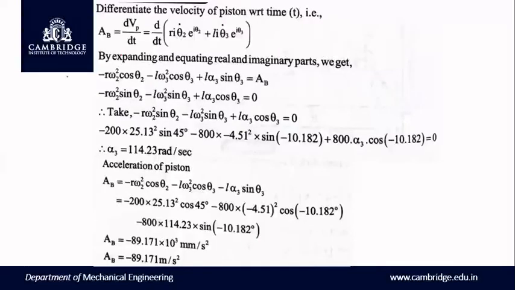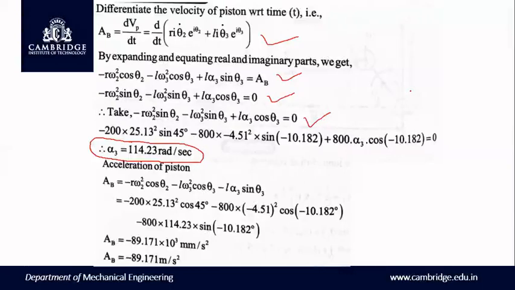Then for acceleration analysis, we need to consider the equation we got in velocity analysis. We need to differentiate once again with respect to time. Then we follow the same step, that is we expand and equate the real and imaginary parts to obtain these two equations. Then on substitution of the values of r, L, omega 2, omega 3, theta 2 and theta 3, the only unknown is the angular acceleration of link 3, that is alpha 3, which can be easily found.